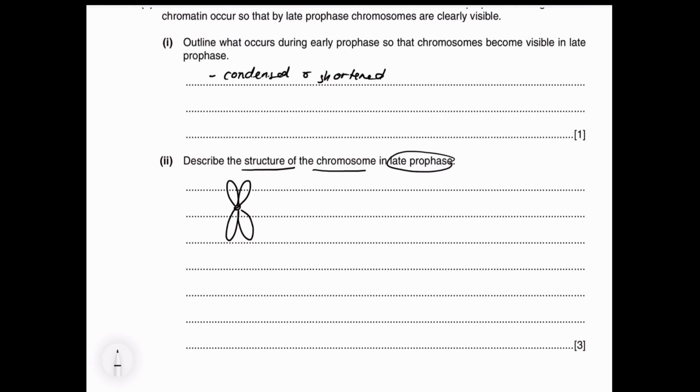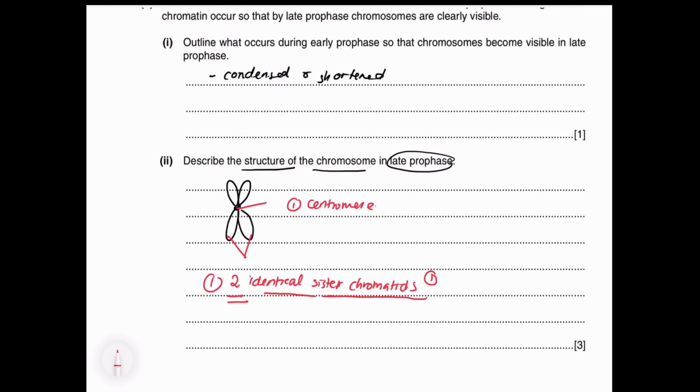So how would you describe the structure? Number 1, you can say that the chromosomes now actually have 2 chromatids and they're identical. So 2 is one mark, sister chromatids are another mark. And then the next thing is, who is holding them? Another mark will be the centromere.